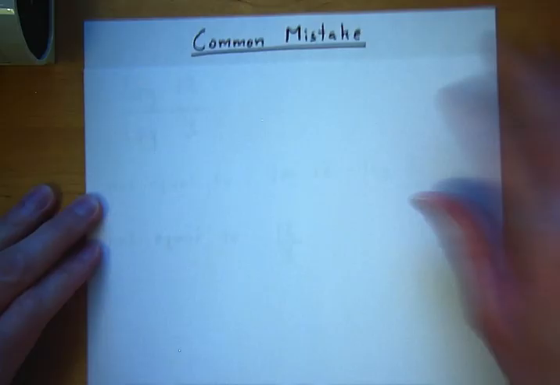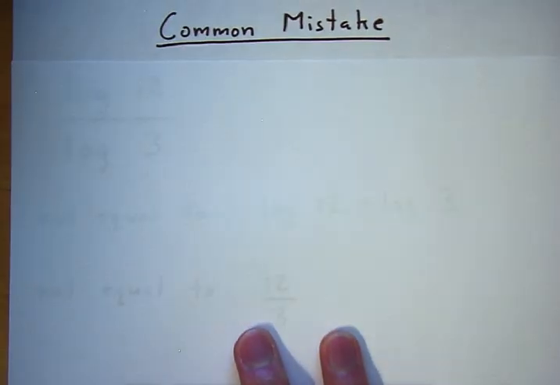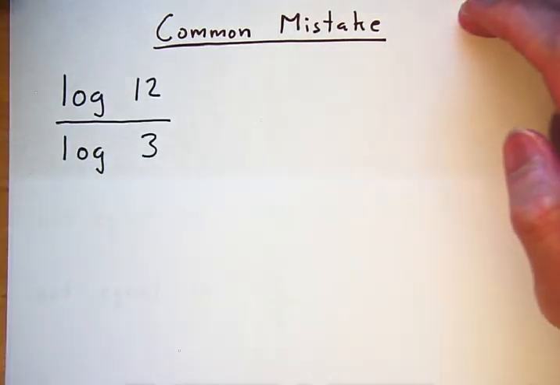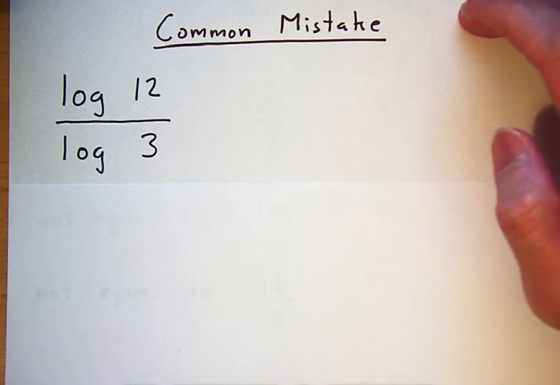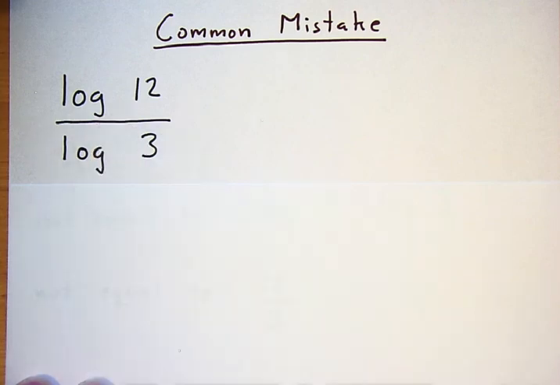I want to go on to a common mistake. So let's say I have this log 12 divided by log 3. A quick note, since there's no number there, this is log base 10. So log 12 divided by log 3.